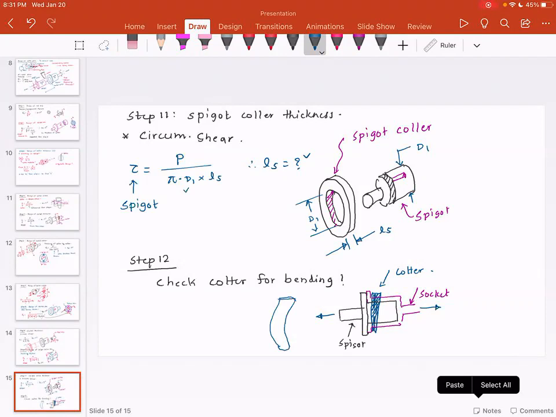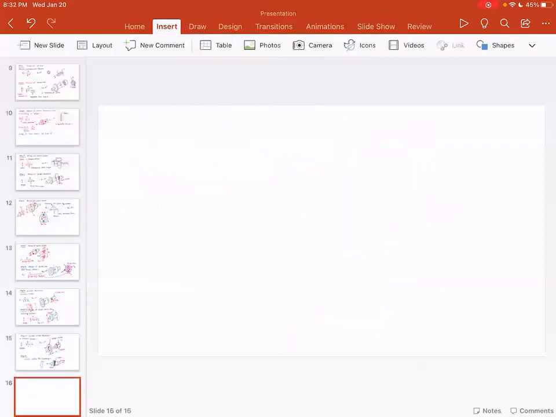Now please note that even though we want to design a fail-safe joint and we want the cotter to be a weaker element, we don't want it to be too weak or to get stretched or to bend beyond its yield strength, because we don't want the cotter to permanently deform. So we want to make sure that the cotter section is strong enough. And the way we do that is using the bending equation.